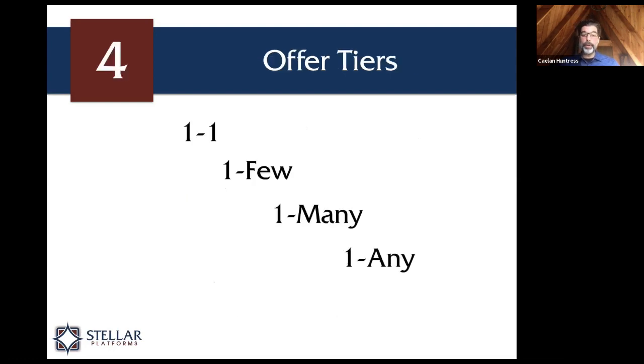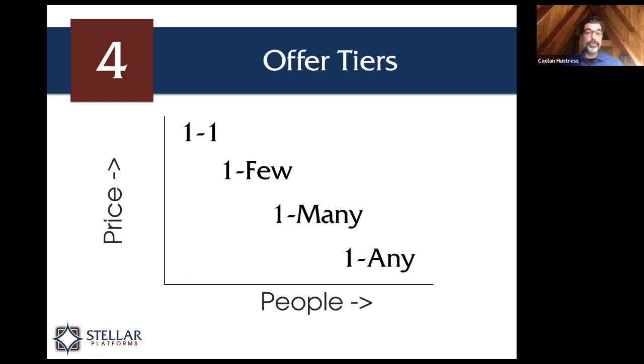And so if we were going to put these on a graph, we could say that the vertical axis is price and the horizontal axis is people. That the most expensive way for you to sell your time is one-on-one. It's quite natural that people who have a one-on-one business model eventually get to one-to-few.